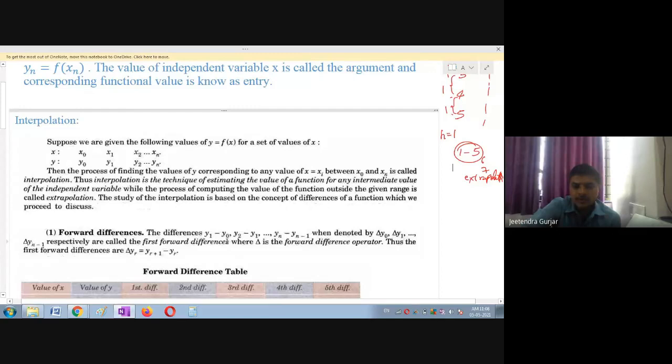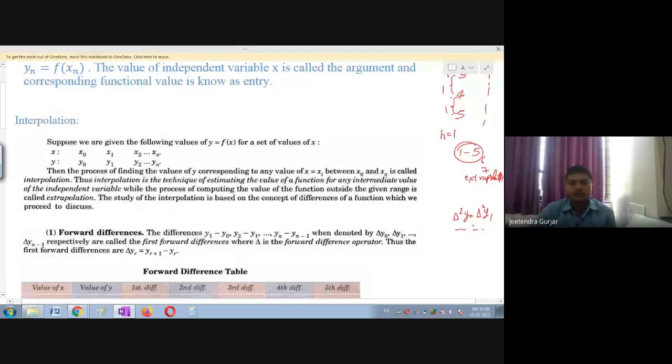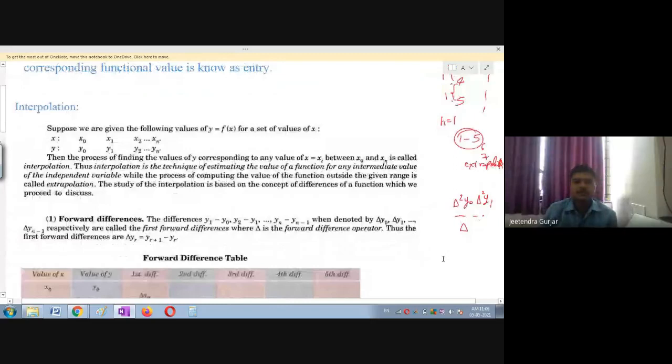Suppose you want to calculate the second forward difference, then we take delta square y naught, delta square y1, right? And this will continue. This is the second forward difference. So these are nothing but the forward differences. Here, delta is nothing but our forward difference operator. Please remember this, delta is nothing but our forward difference operator.